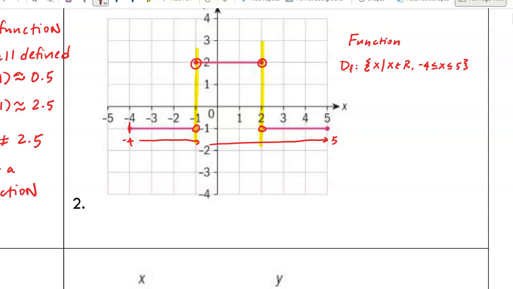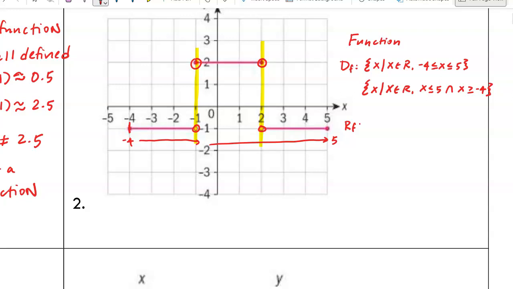You can write it as the intersection also: x such that x is an element of all real numbers, and then you can put x has to be less than or equal to 5, and then it would be the intersection of x is greater than or equal to -4. Okay, let's take a look at the range.